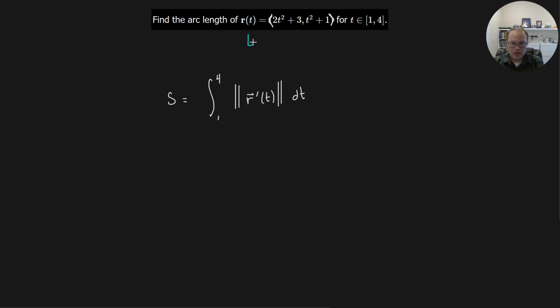Looking at our function here, the derivative is pretty straightforward. Just take the derivative of each component. 2t squared plus 3, just a couple of power rules. The derivative of 2t squared is 4t, and the derivative of 3 is 0 since it's a constant. Similarly, the derivative of t squared plus 1 is just 2t.